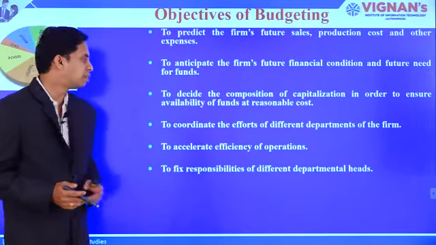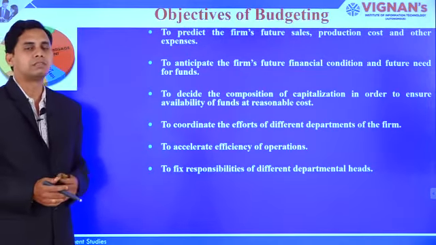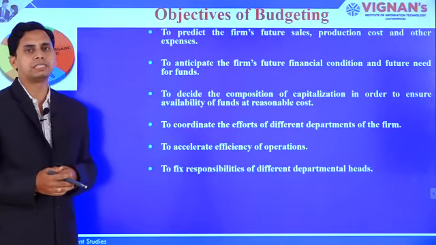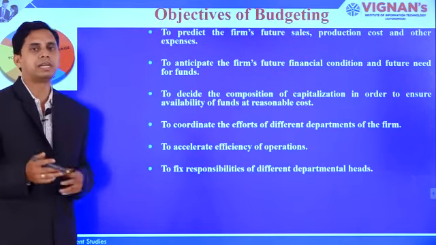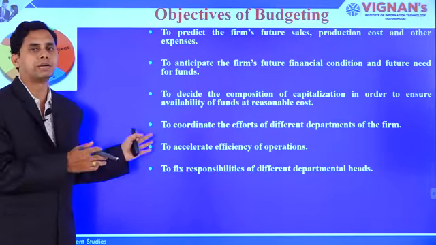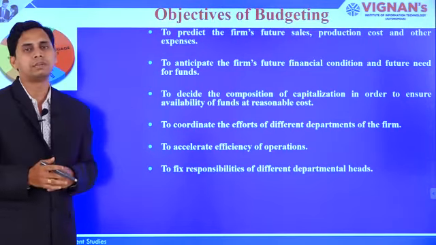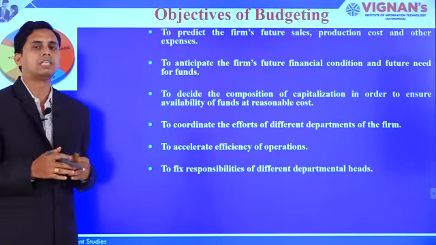To fix the responsibility of different departmental heads. There are also different departments in the business. Now we will fix the responsibilities of different departmental heads by making the budget, because budgeting will give us inputs about the different departmental activities. Those activities will let us understand whether the work is going in a smooth way or not. In case there is a requirement to correct things, we will correct them and give the inputs to the departmental heads. That is also possible with budgeting.